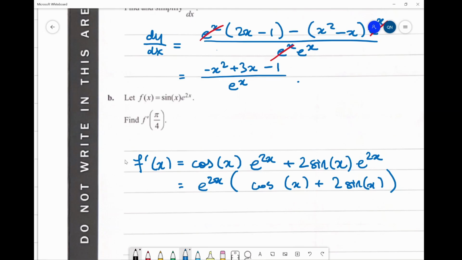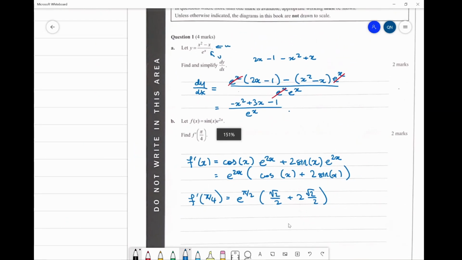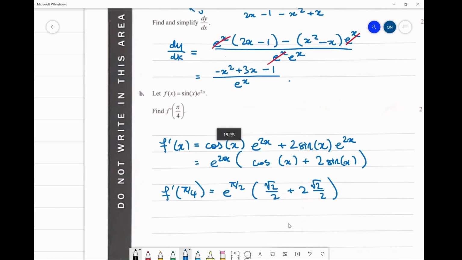Okay, plugging in pi on 4, what do we get? We get f prime of pi on 4 is equal to e to the pi on 2, because 2 times pi on 4 is pi on 2. Cosine of pi on 4, that's square root of 2 over 2, plus 2 sine of pi on 4 is also square root of 2 over 2. And what's this stuff over here? That's just 3 halves square root of 2 over 2, I think, because 2 and 2 will cancel. Alright, so you have 1 lots of square root of 2 plus another half of square root of 2, which is 3 halves of a square root of 2. So there's 3 halves square root of 2, e to the pi on 2. So that's f prime of pi on 4.